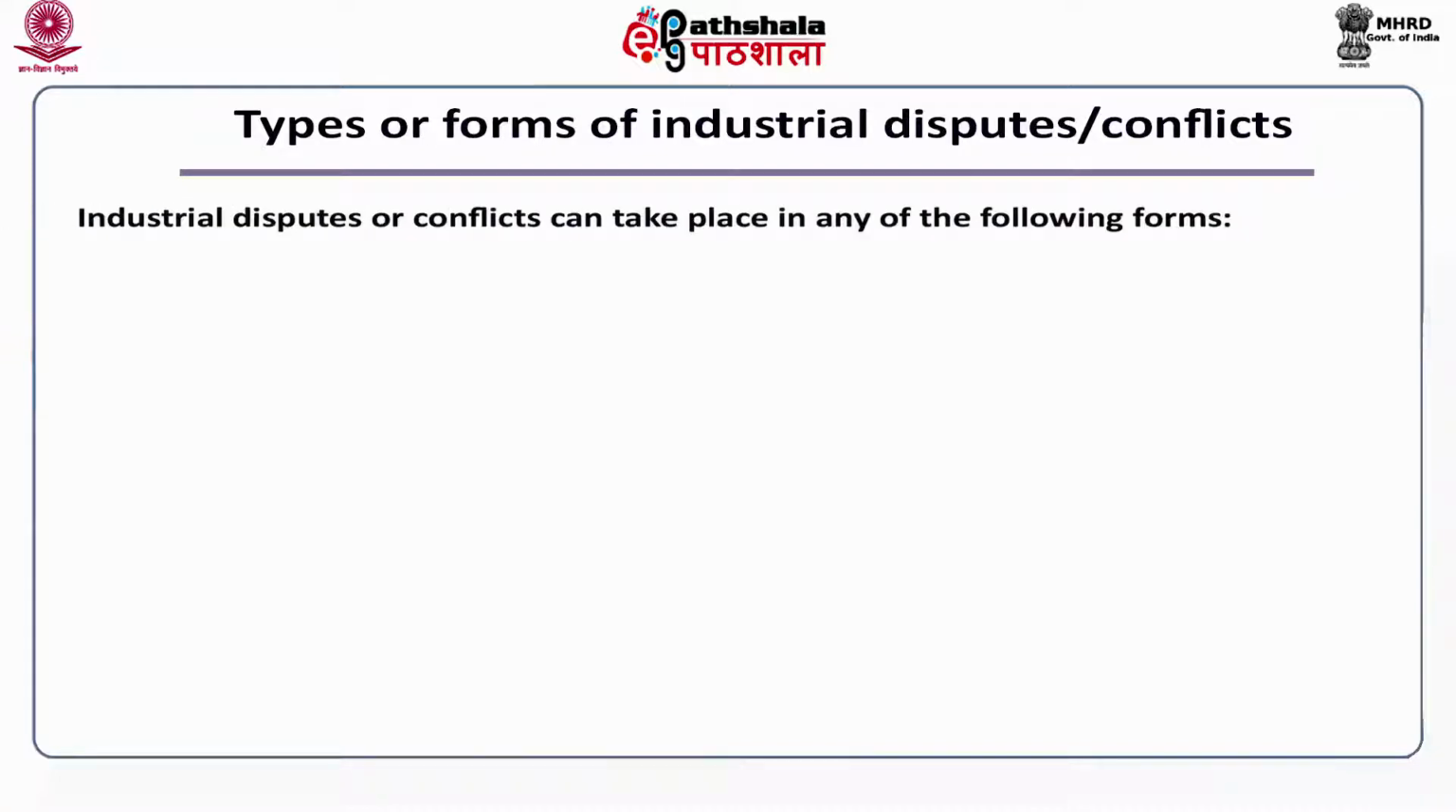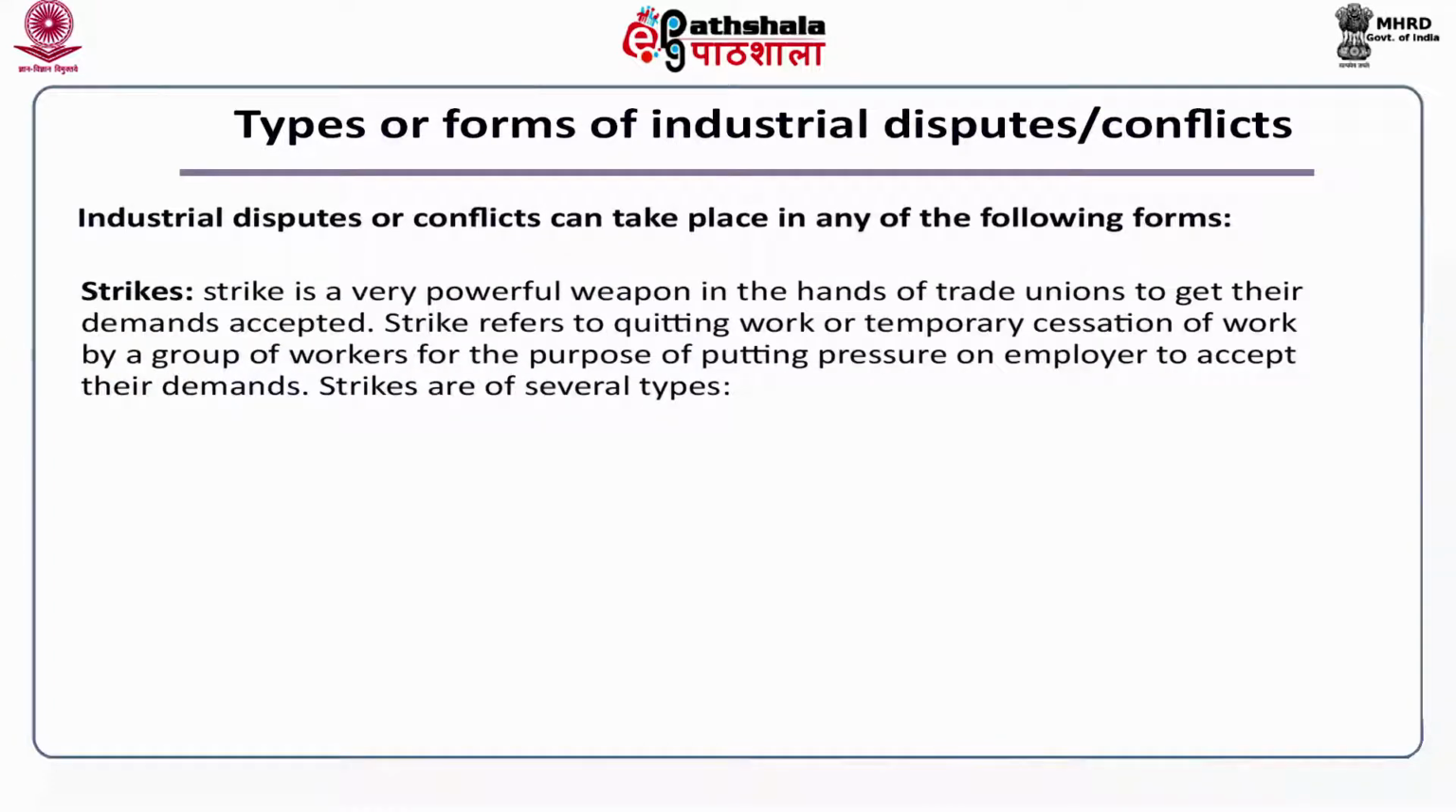Industrial disputes or conflicts can take place in many forms. For instance, the most common form of industrial dispute is the strike. A strike is a very powerful weapon in the hands of a trade union to get their demands accepted. A strike refers to quitting of work or temporary cessation of work by a group of workers for the purpose of putting pressure on the employers to accept their demands.